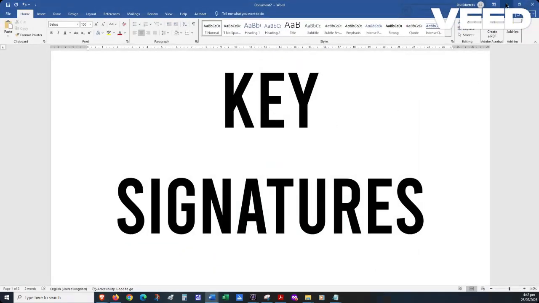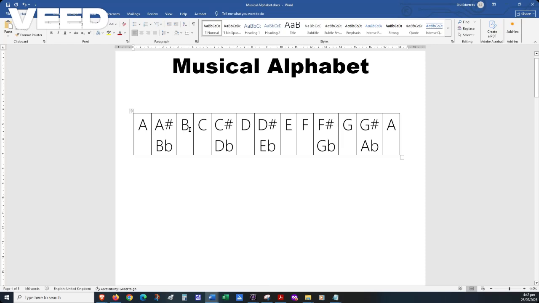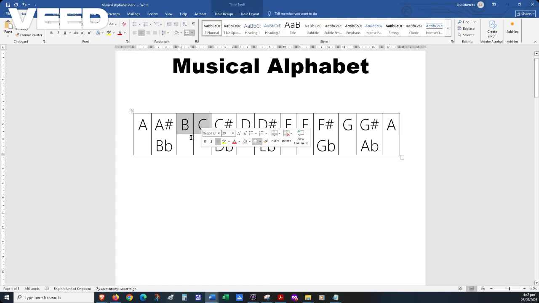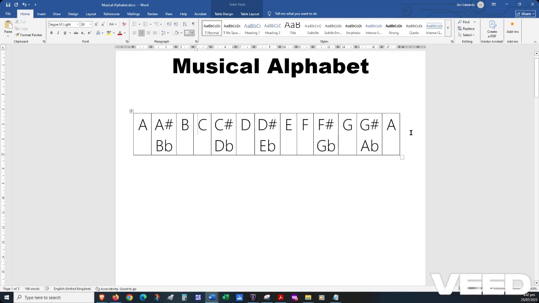Key signatures. Let's start off and we're going to talk about the musical alphabet. And we know that we have some sharps between some of the notes and some of the notes don't have sharps. So B and C there is no sharp, and E and F there is no sharp. So other than that, we work our way through the musical alphabet. A sharp, B, C sharp, D sharp, E, F sharp, G sharp, and A.